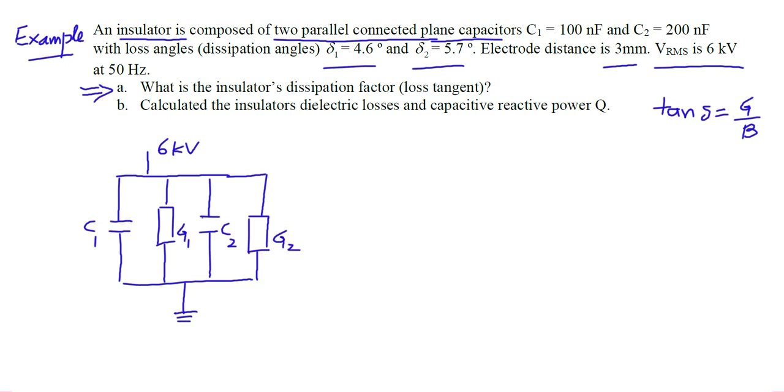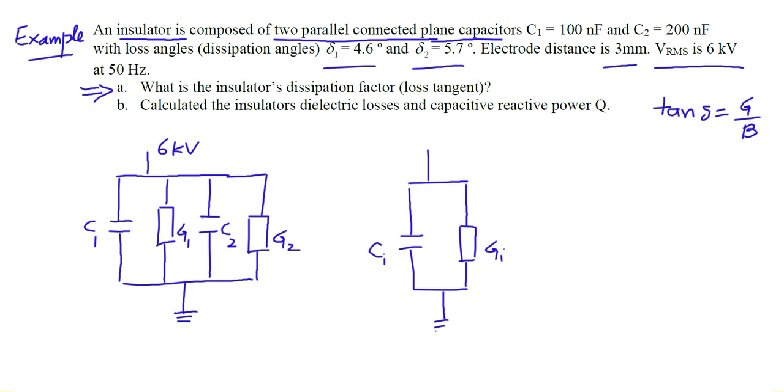So we can further simplify this circuit in such a way that we can only write equivalent capacitance and equivalent conductance of the overall system. Okay, and this will be our CI and this will be our GI.